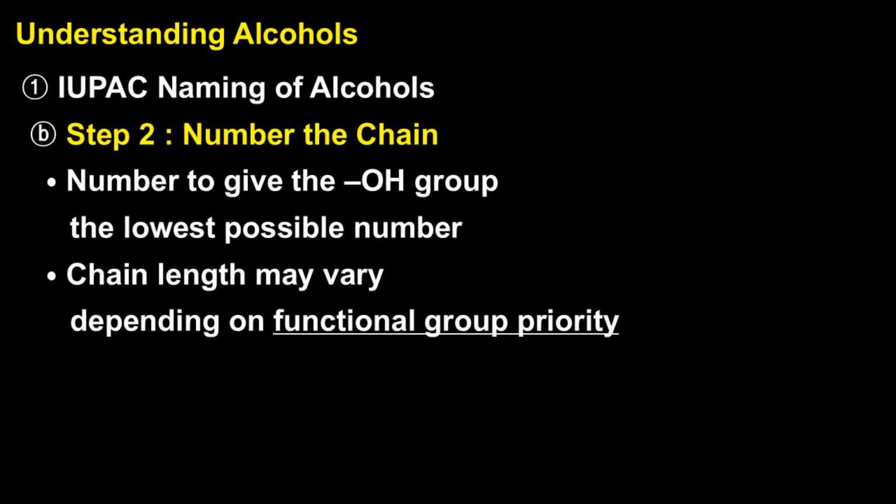Next up, we need to number the chain. And the rule here is pretty simple. We want to give the carbon that holds the OH group the lowest possible number. So we start counting from the end that gets us to the OH faster. Now here's something to keep in mind. Sometimes this might lead you to pick a chain that's a little shorter than expected. And that's totally okay. Why? Because functional group priority matters a lot in naming. And the OH group has higher priority than most substituents, so it takes precedence when you're deciding how to number the chain.